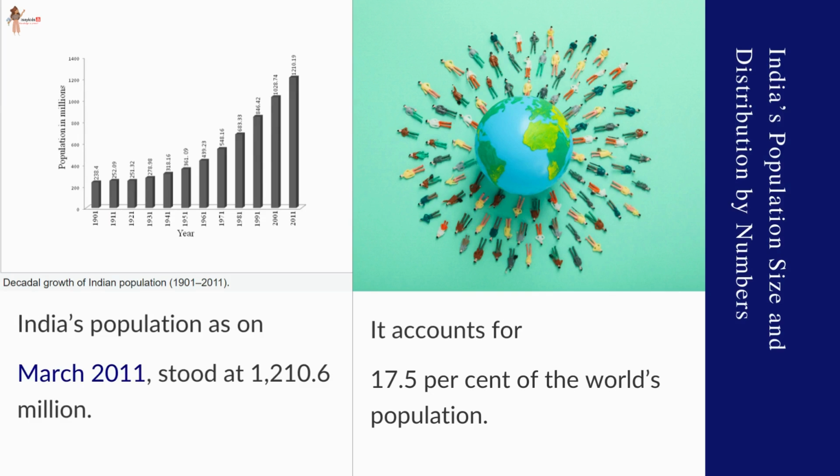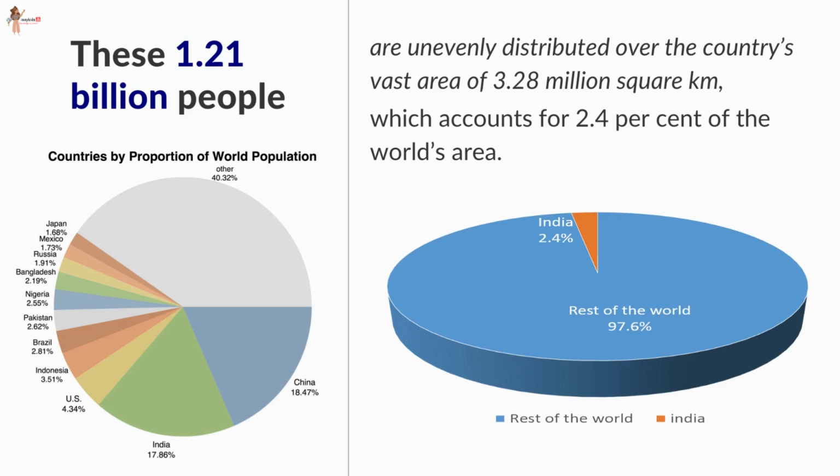India's population, as on March 2001, stood at 1210.6 million, which accounts for 17.5% of the world's population. These 1.21 billion people are unevenly distributed over our country's vast area of 3.28 million square kilometer, which accounts for 2.4% of the world's area.